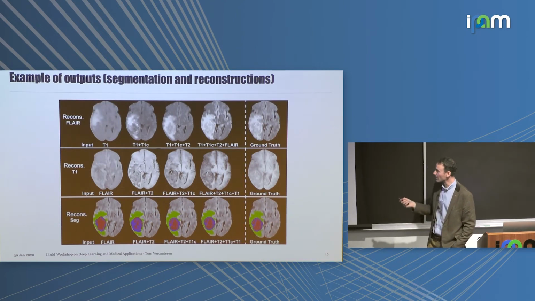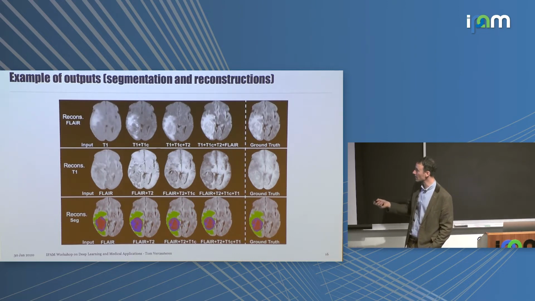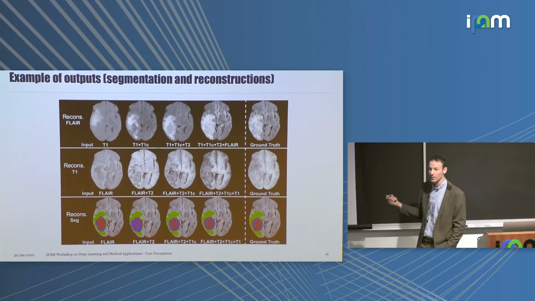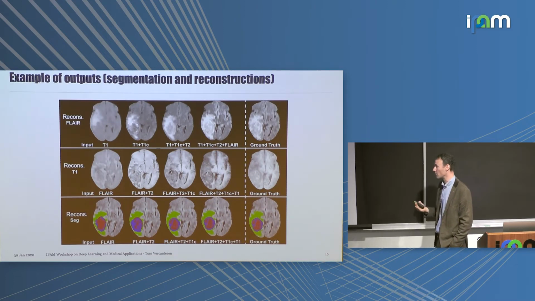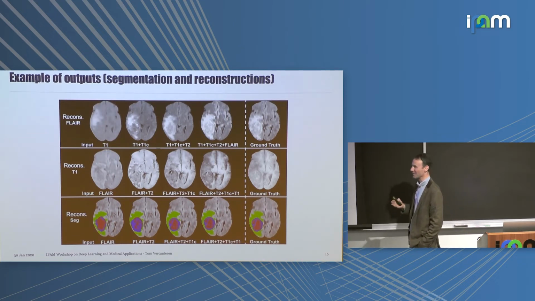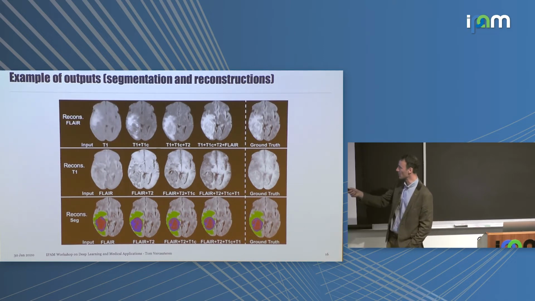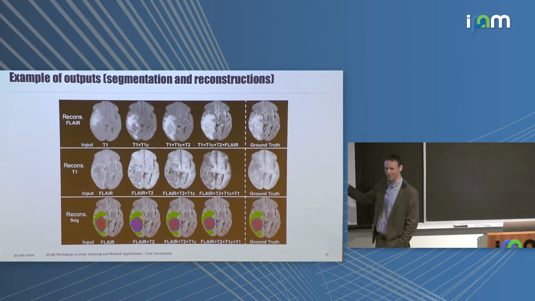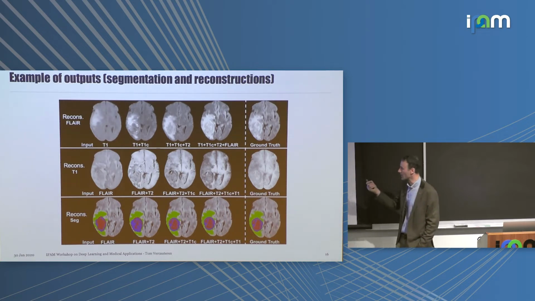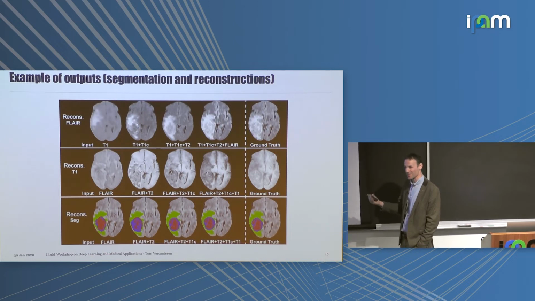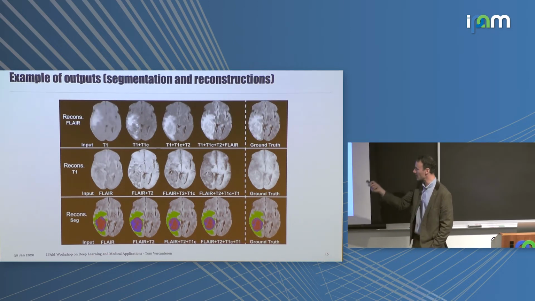If you're only given the T1, then you can reconstruct something that looks roughly like a FLAIR, but it's quite blurry, which is to be expected, because if you only have access to the T1, it's a very sparse subset of information. But if you increase the amount of modalities you have access to, especially if you also give the FLAIR as input, then obviously you reconstruct the FLAIR much better as well.